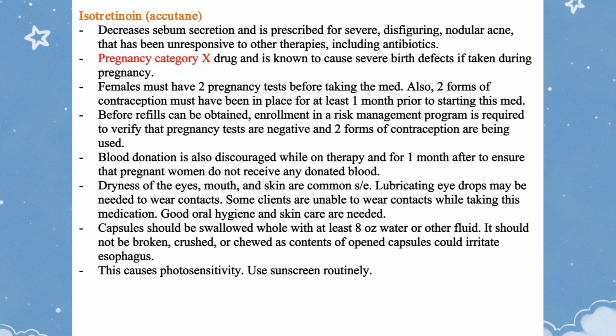Isotretinoin (Accutane) decreases the sebum secretion and is prescribed for severe, disfiguring, nodular acne that has been unresponsive to other therapies, including antibiotics. It is a pregnancy category X drug and is known to cause severe birth defects if taken during pregnancy. Females must have 2 pregnancy tests before taking the med. Also, 2 forms of contraception must have been in place for at least 1 month prior to starting this med before refills can be obtained.